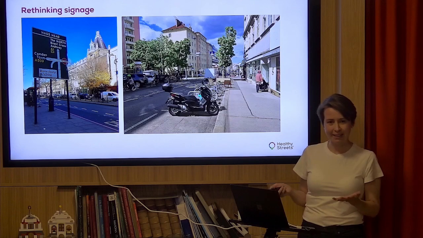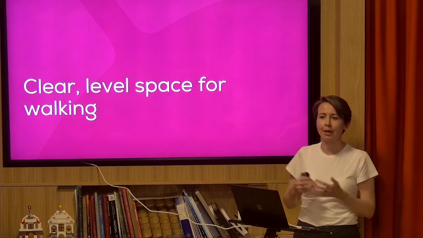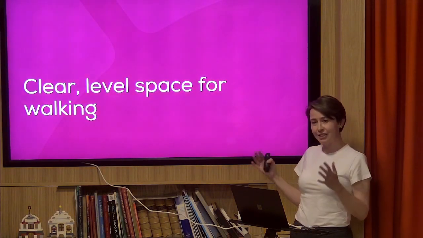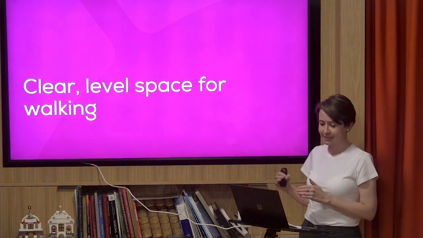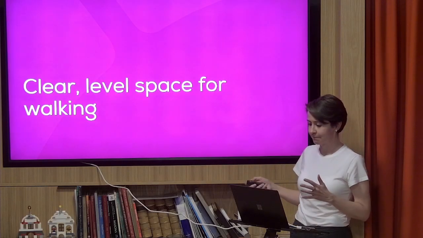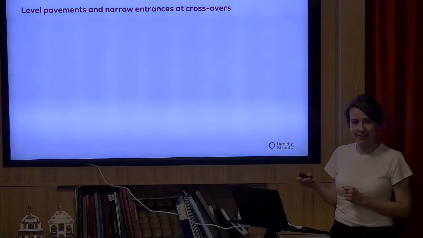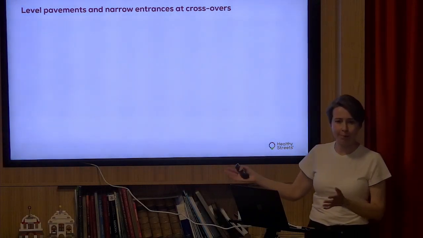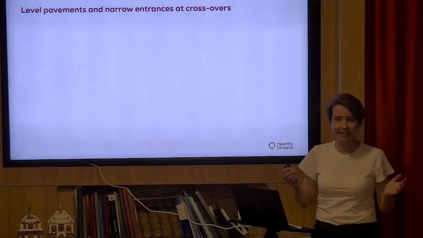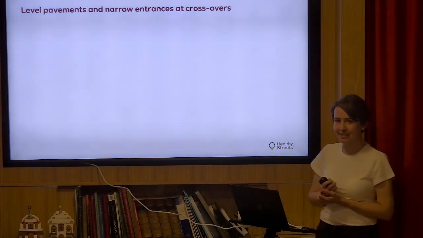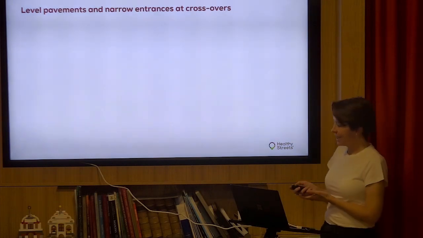One of the most basic things for ensuring that streets feel comfortable and relaxing for everyone is ensuring that we have a clear level space for people who are walking and wheeling. And when I look around and I see these wide splayed entrances to car parks and servicing areas for vehicles, I think, does it have to be like this?